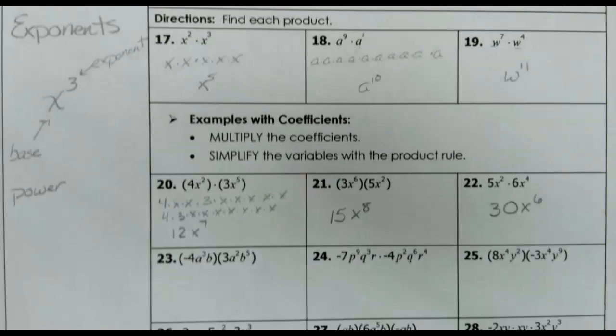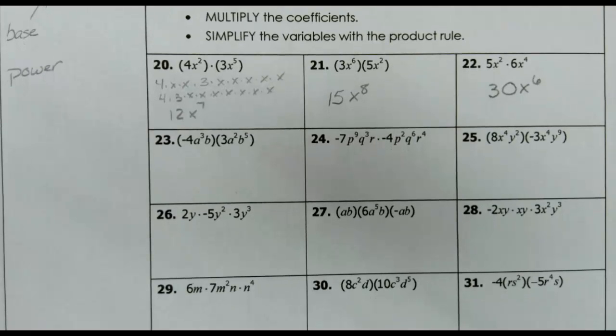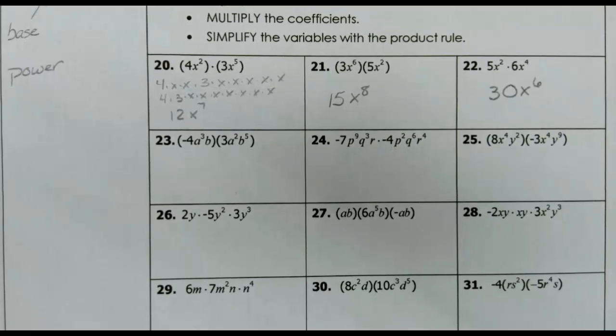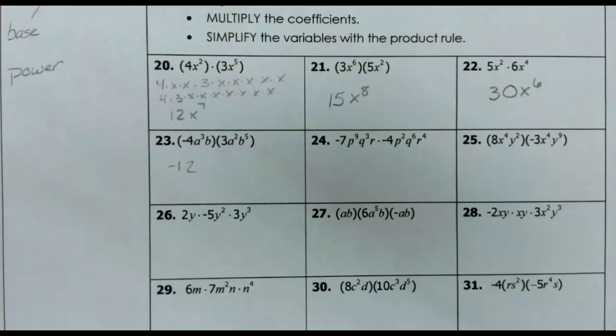So let's look at our next set here. I'm going to probably move it around a little bit, right? Number 23. Well, it's still multiplication. Everything there is being multiplied. So I'm just going to multiply my coefficients. So if I multiply -4 and 3, I get -12.